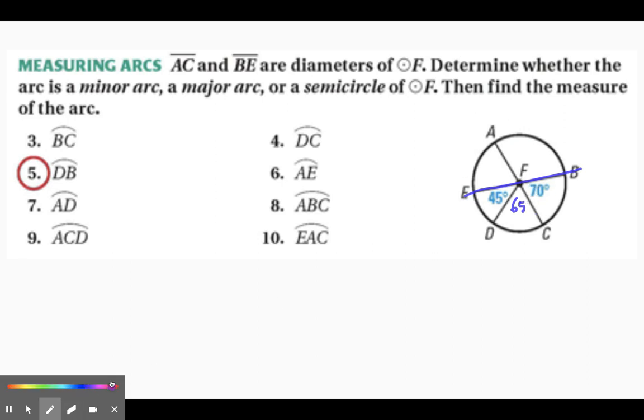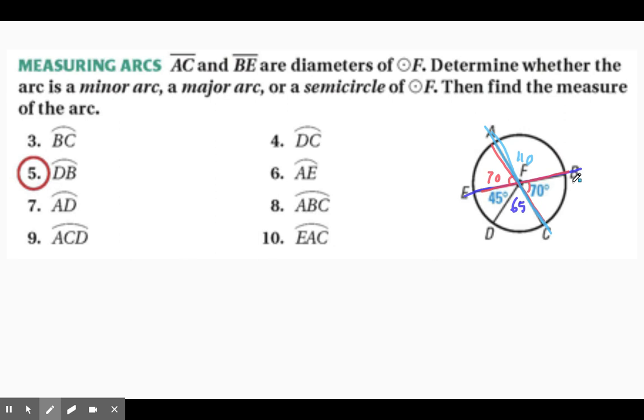If I use a different color, we see that these angles here are vertical angles. So that means that has to be 70 degrees. And once again, going back to this being a diameter, right? If we use a third color, we also know that AC is a diameter. So that means this part over here has to be 180 degrees. If this is 70, this must be 180 minus 70, which comes out to 110. And you can use this information to figure out any of these arcs, right?